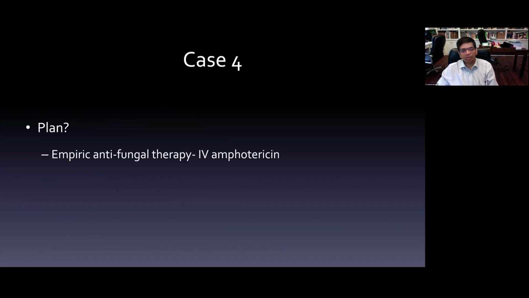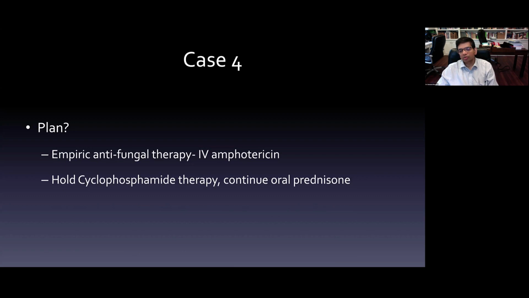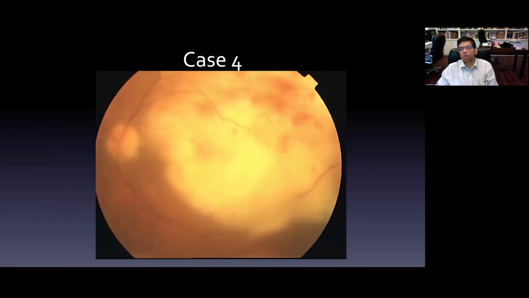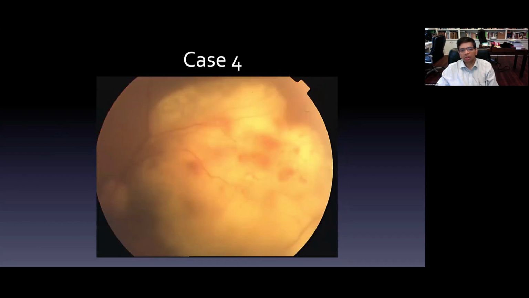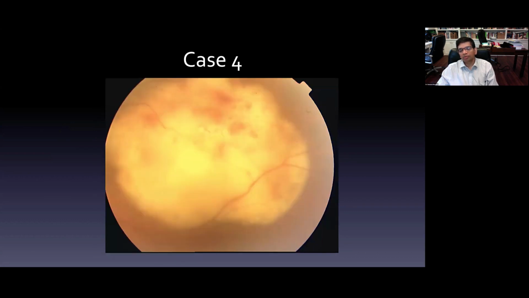So what's the plan? Well, we needed to start empiric antifungal therapy. We thought it was still aspergillosis. We held the cyclophosphamide therapy and continued oral prednisone. And 10 days later, the lesion was huge. It was much worse. The vision was much worse. And you can see the expansion of the lesion. When this is happening, we are concerned about fellow eye involvement.